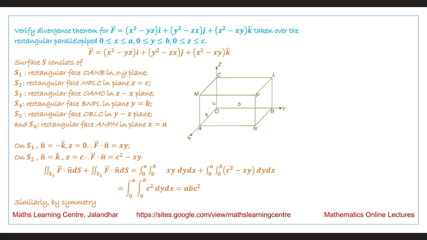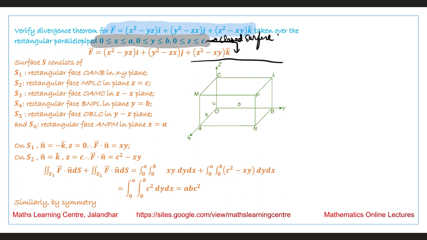Next is verify the Gauss divergence theorem for the f vector. This is the f vector given, taken over the rectangular parallelepiped. These are the planes given: 0 is less than or equal to x is less than or equal to a, 0 is less than or equal to y is less than or equal to b, and similarly this last plane. So clearly this is a closed surface. And if we plot all these points, we will obtain something like this.